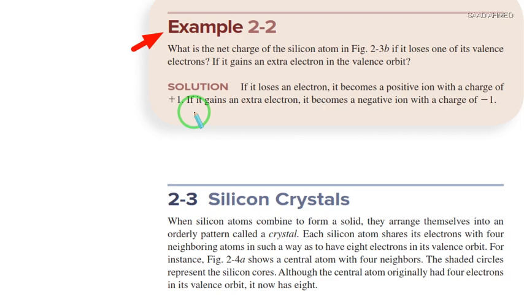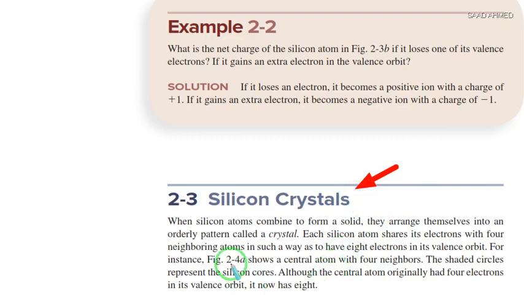So the answer is, if it loses an electron, it becomes a positive ion with a charge of +1, and similarly if it gains an electron, it becomes a negative ion. This is the thing which you need to focus on. These are the two points. If it loses an electron, it becomes a positive ion. If it gets an extra electron, it becomes a negative ion. Okay, so that's it.